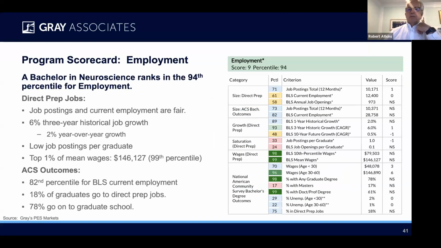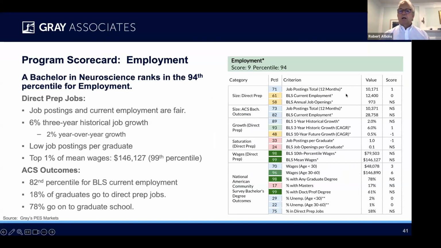Now, let's take a look at jobs and see what's happening in the job market for people with this degree. First thing I'm going to point out is the percentage doing what they're supposed to be doing, if you will, in direct prep jobs, going into fields for which they were directly prepared. That's only 18%. Remember, that's actually not bad, but it's still only 18%. So 82% of students who take this program are not going to end up doing anything related to neuroscience directly.